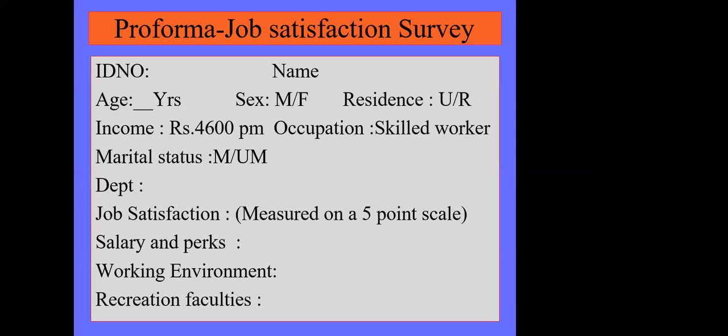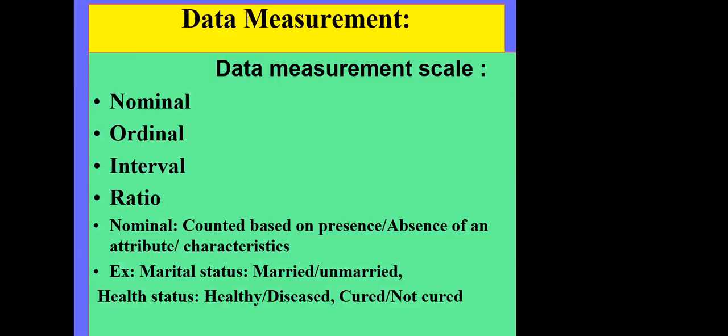So age is a continuous variable. Sex and residence are categorical variables, and job satisfaction is ordinal. So there are various types of data we come across, we have to identify them, and there are different statistics for each. So the first thing is, after having collected the data for each variable, you identify whether the data measured is nominal, ordinal, interval, or ratio.